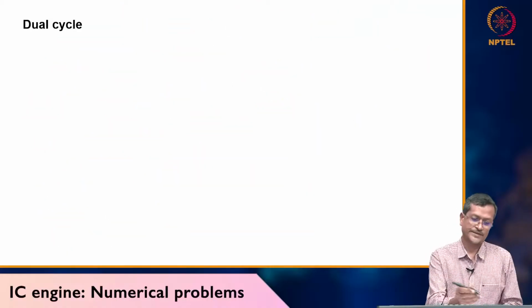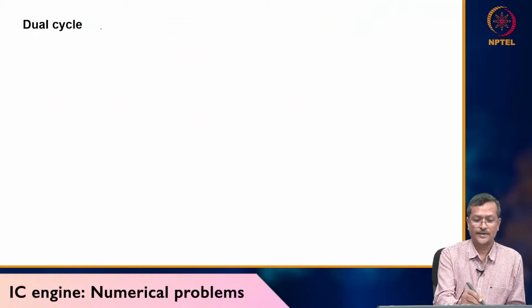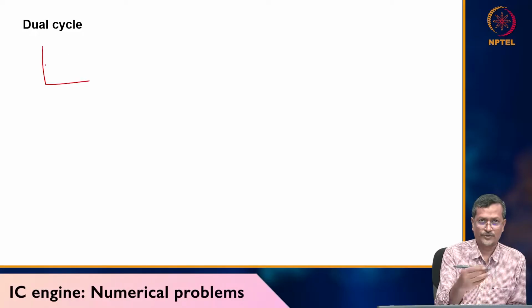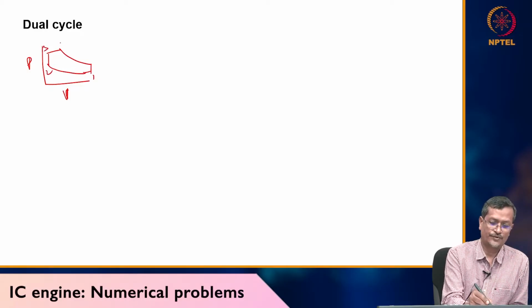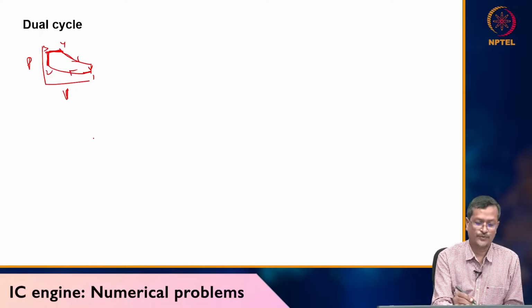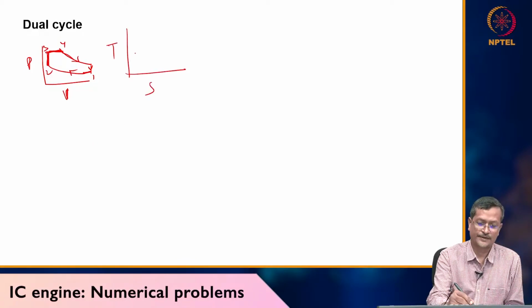Now dual cycle. Dual cycle, I already told, is when Otto cycle and diesel cycle both you mix and make another cycle called dual cycle. So the PV diagram: heat addition you divide into two, constant volume and constant pressure, and you make the cycle 1, 2, 3, 4, 5. So some portion is a constant volume process, some portion is a constant pressure process, then the other processes are the same. They call it dual cycle. If I draw the TS diagram, it will be like this.